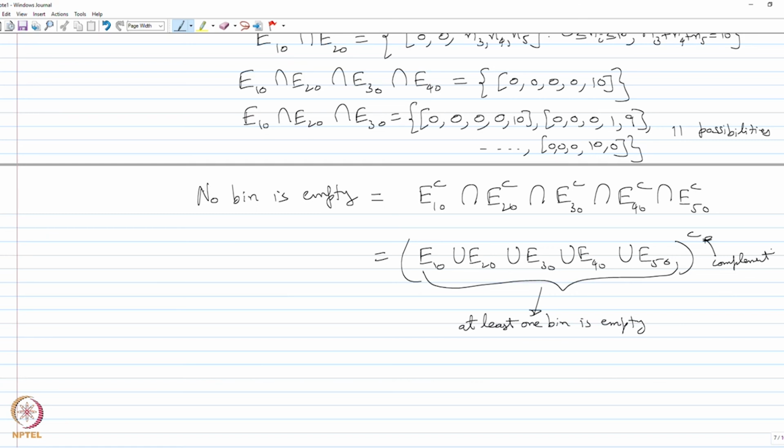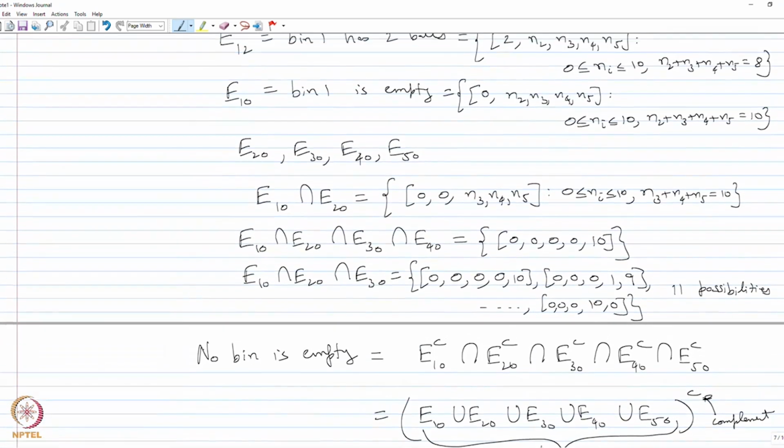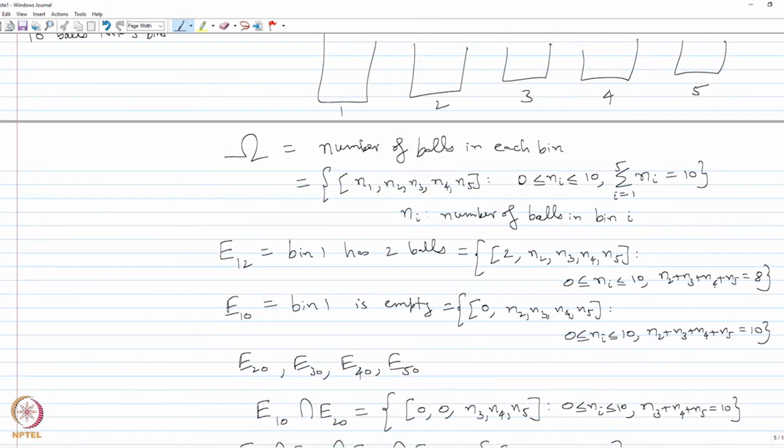We'll look at this kind of breakup of this event, and you'll see it's interesting to ask questions like this. You might also ask other questions. You might say exactly one bin is empty, exactly two bins are empty, things like that. All those problems are complicated.